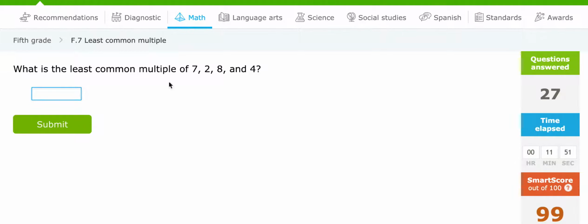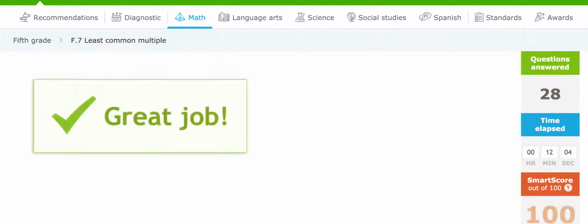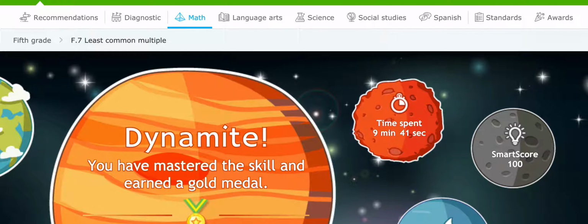And then lastly, this is the final one. So it says I need 1 7, 1 2, 3 twos, 2 twos. So basically I will need 3 twos and 1 7, 7 times 8 is 56, and then we're done. Okay? So Dynamite, great job, and now you know how to actually do this.